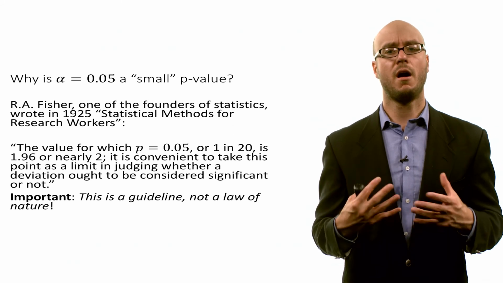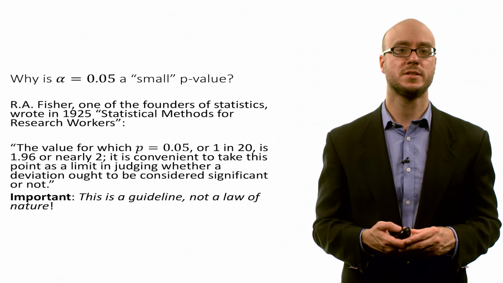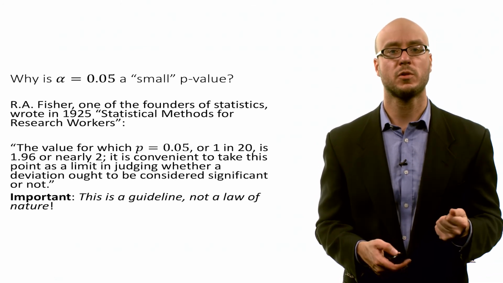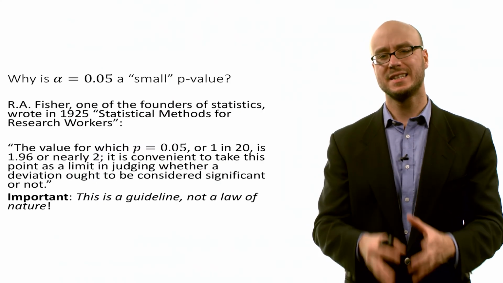Well, it comes from an offhand comment by R.A. Fisher, one of the founders of modern statistics. In 1925, in an article called Statistical Methods for Research Workers, he said the value for which p equals 0.05, or 1 in 20, is 1.96 or nearly 2. It is convenient to take this point as a limit in judging whether a deviation ought to be considered significant or not, statistical significance. The key point here is that this is a guideline.